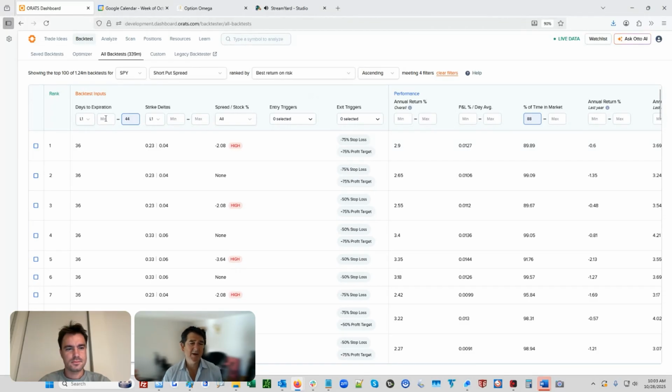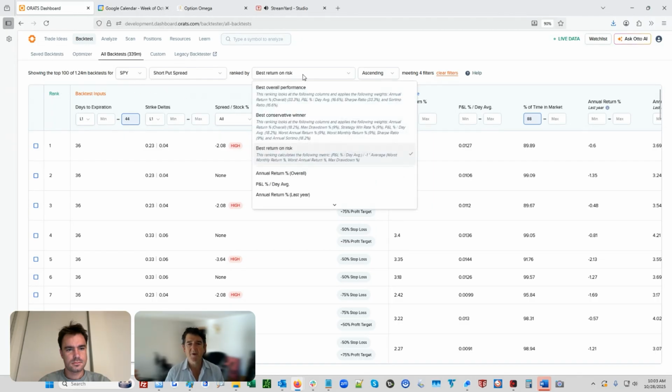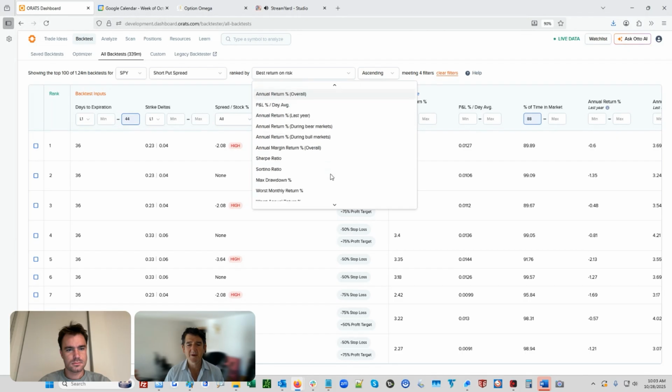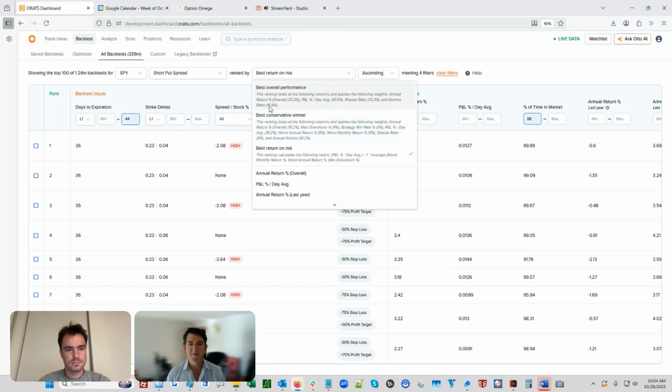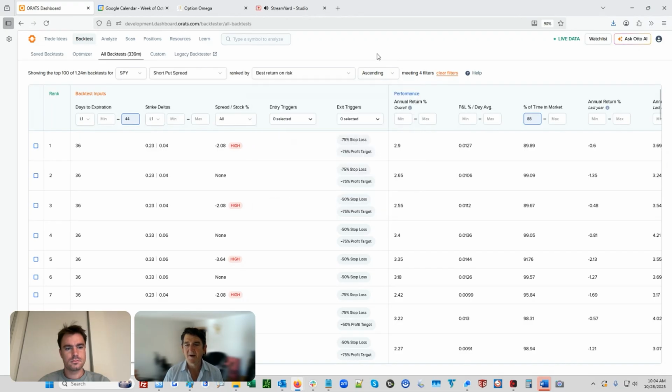So it's built like a database where you could sort through, and I just chose a short put spread and SPY. We rank things in numerous different ways here. I sometimes use Sharpe ratio, which is basically the return divided by the volatility, but you could sort on many different things here. We've also blended some of the top things. I like best return on risk. So we look at the worst annual return, the max drawdown, average all those and score and then present it. So that's what I like to look at.